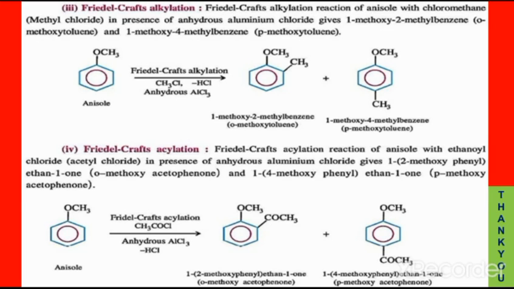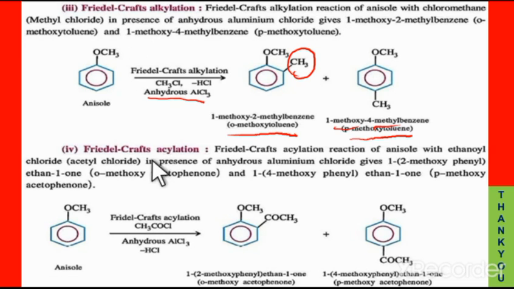It can also undergo two more reactions, the Friedel-Crafts alkylation and the Friedel-Crafts acylation reaction. In the Friedel-Crafts alkylation reaction, when anisole is treated with an alkyl halide, that is methyl chloride, in presence of anhydrous aluminium chloride, it forms 1-methoxy 2-methylbenzene, also known as orthomethoxytoluene, and the other compound 1-methoxy 4-methylbenzene, known as paramethoxytoluene.